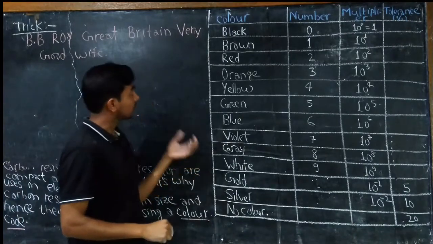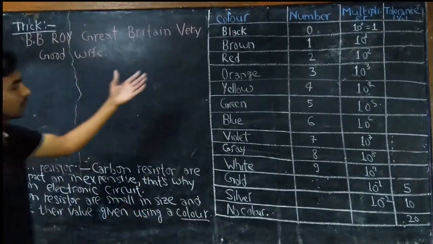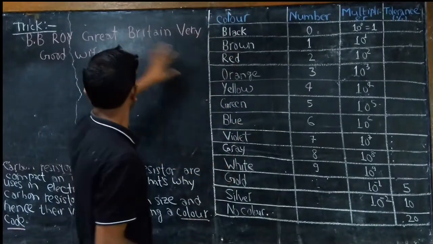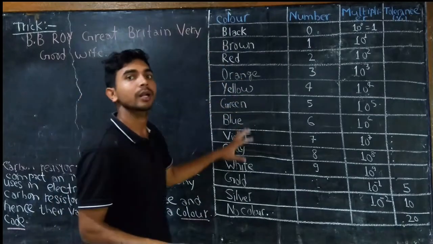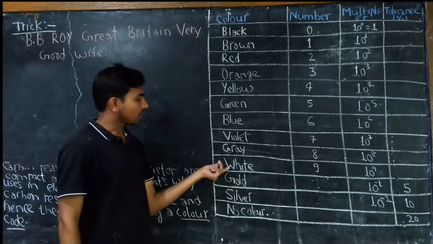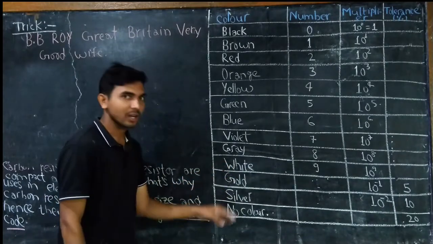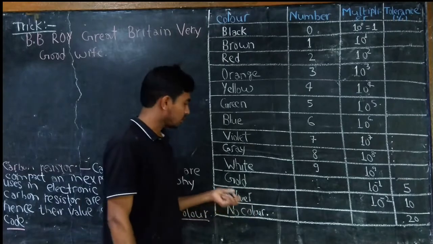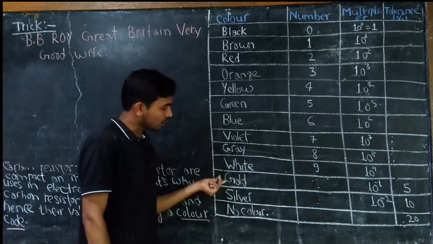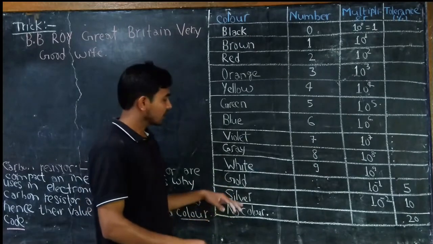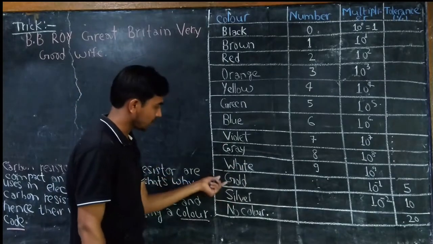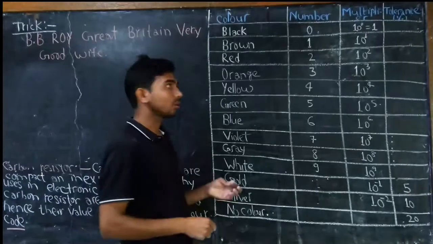If you are able to remember this trick, then you are able to write this table. First, in the first column, we have to write the color, and with the help of this trick you are able to write the color. You have written up to white, and here there is no trick, you have to remember this one. Most expensive is gold, then silver, and then no color. Later you will use gold, silver, and no color.